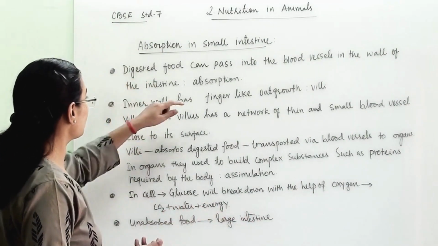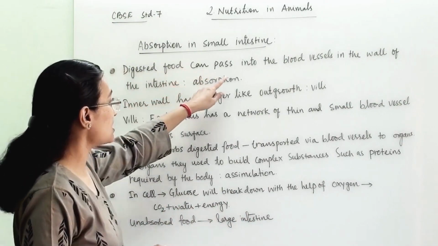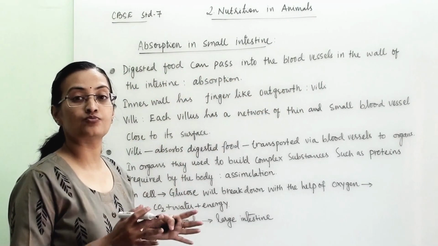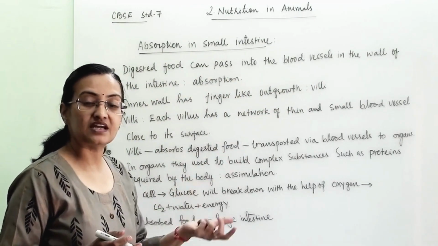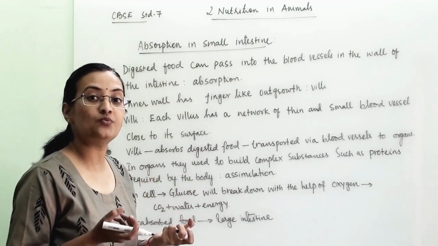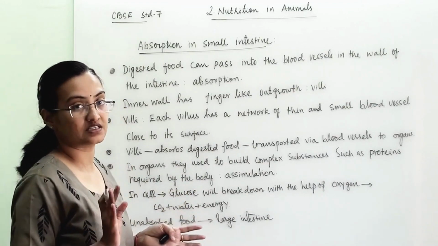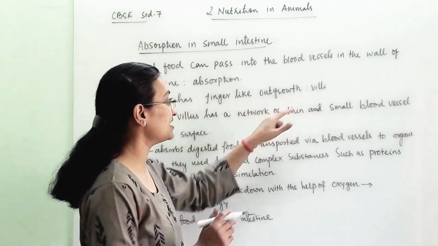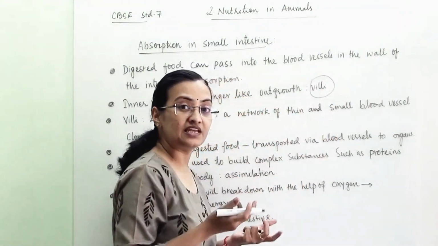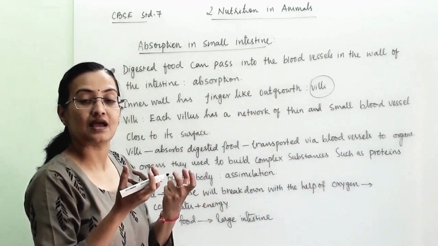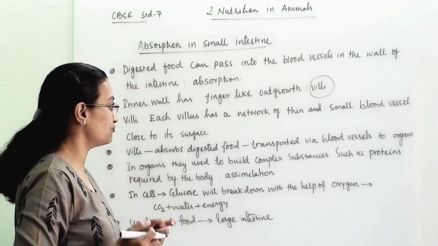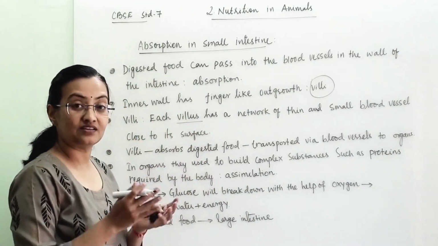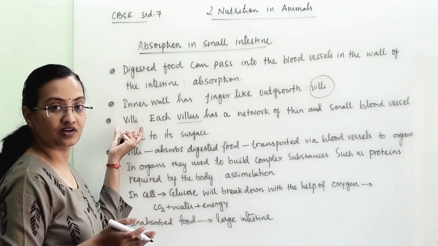So what is absorption first of all? Digested food passing into the blood vessels in the wall of the intestine is known as absorption in small intestine. Whatever digested food is there will get absorbed into the lining of the small intestine. That is absorption. The inner wall has finger-like outgrowths termed villi. These villi are the structures that absorb the digested food. Each villus is the singular form; when there are many, in plural form we call it villi.